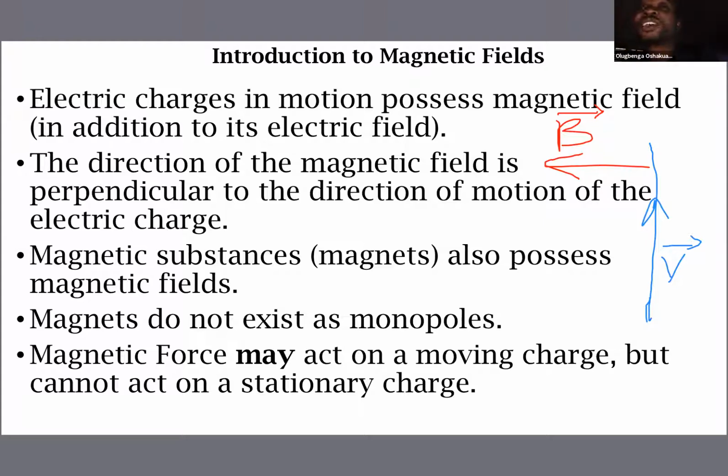Electric charges possess electric field, but when they are in motion, they manifest magnetic properties. One minute, please.